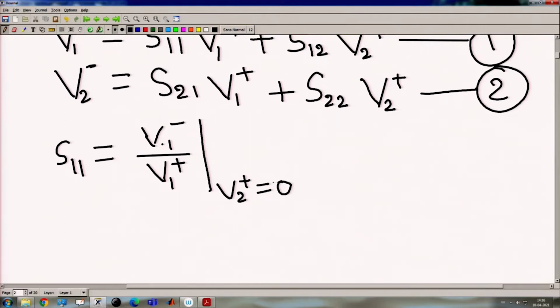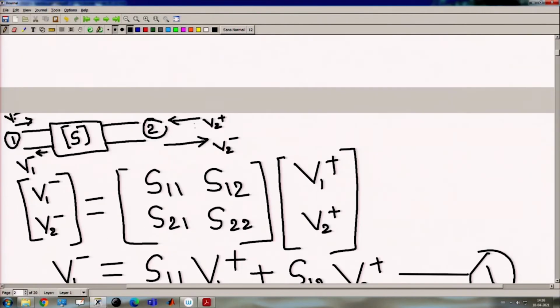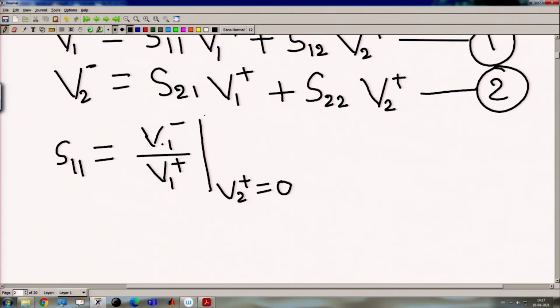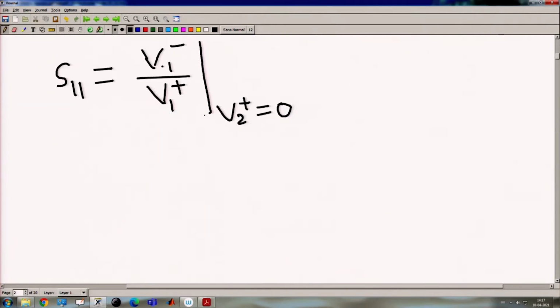V2 plus equal to 0 means there is no incoming wave at port 2. How is this possible? If port 2 is terminated properly, because V2 plus is going into port 2 and V2 minus is coming out. When we terminate port 2 with a matched load, we can measure the S parameter in a vector network analyzer, where the input impedance is 50 ohm. So, to make V2 plus equal to 0, port 2 can be terminated with a matched load.